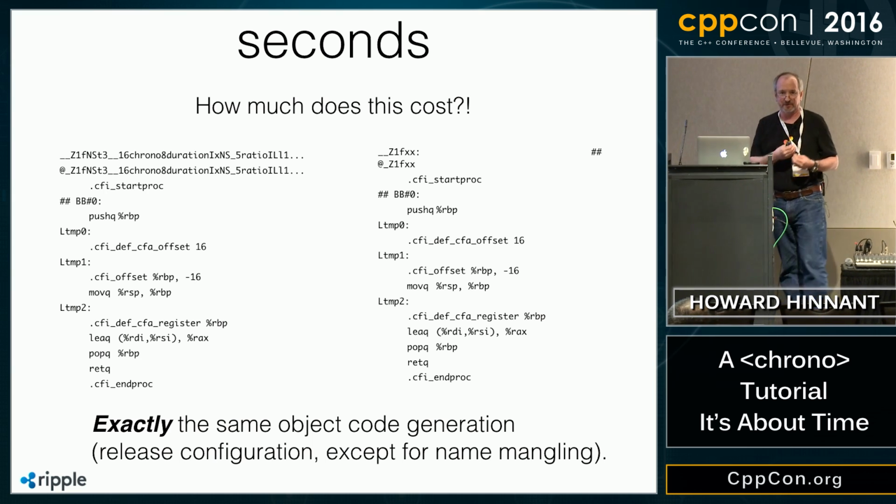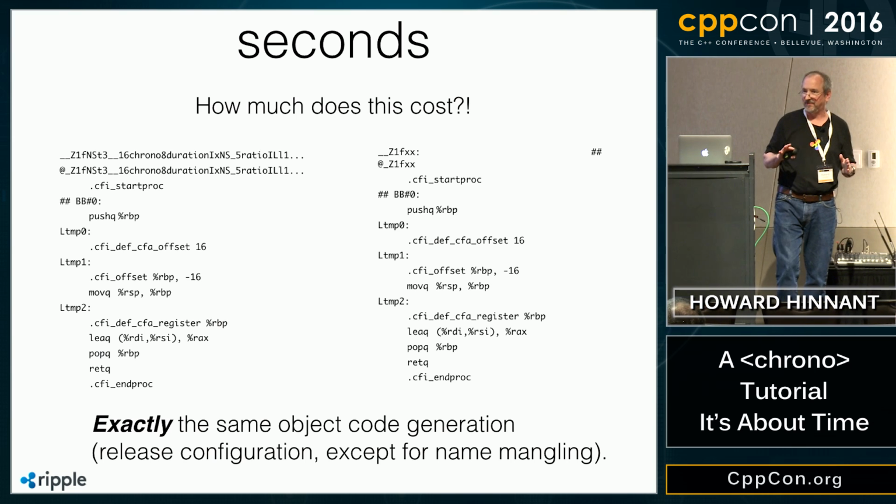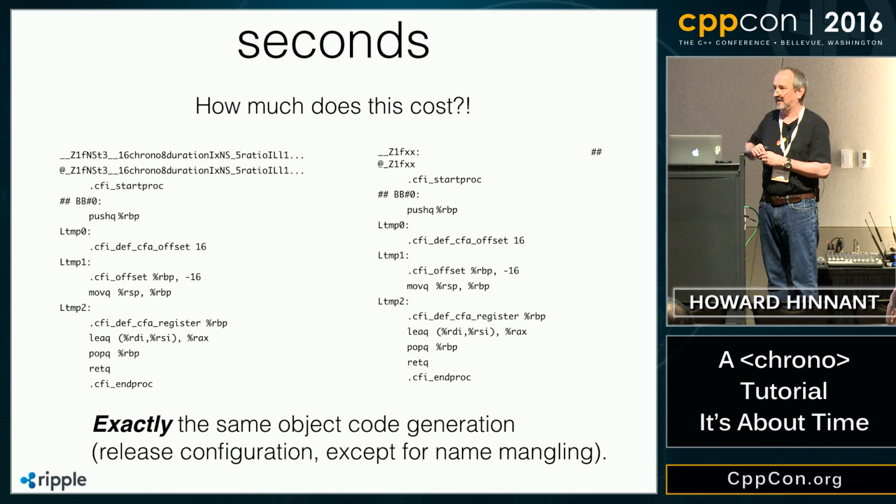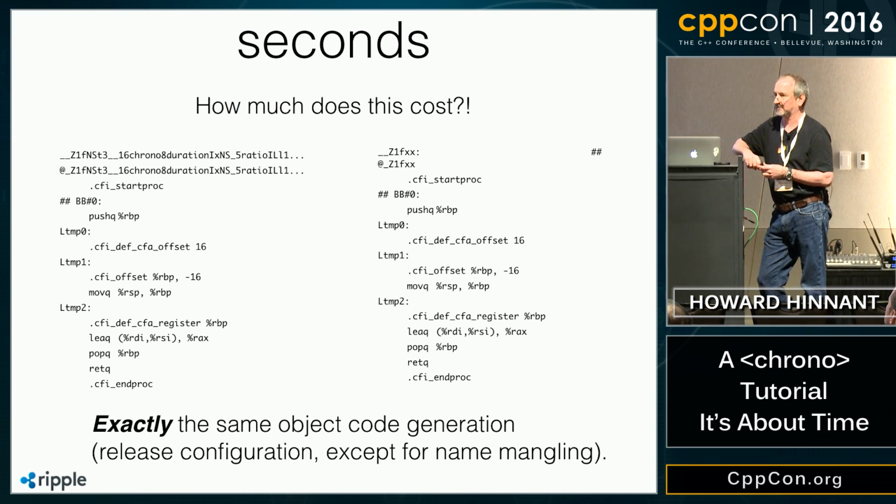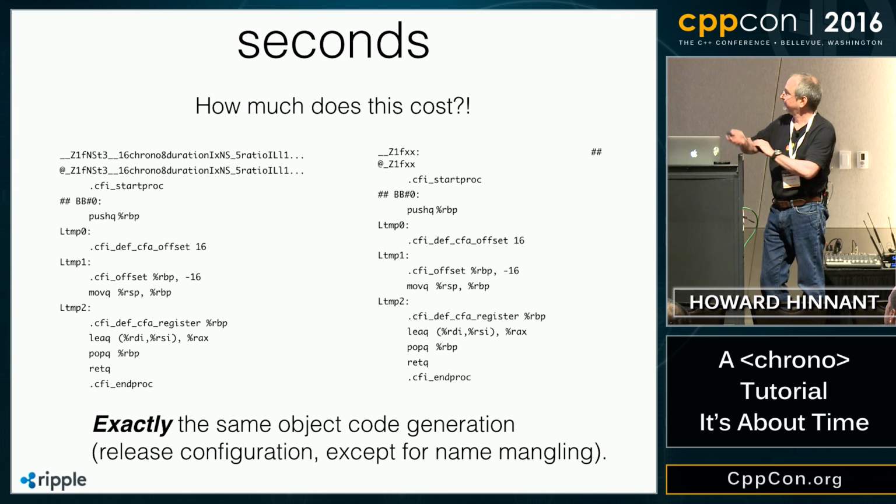For debug, it wouldn't inline and stuff like that, so you would get different object code generation for the two functions in debug mode. But for release mode, there's absolutely zero overhead here, the exact same object code.